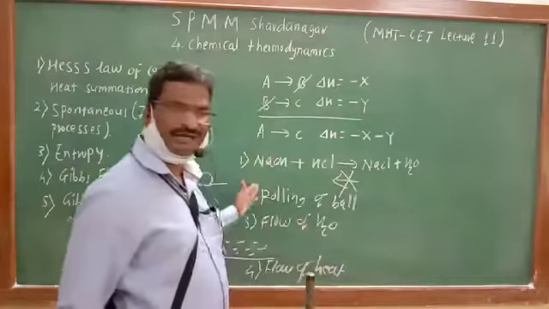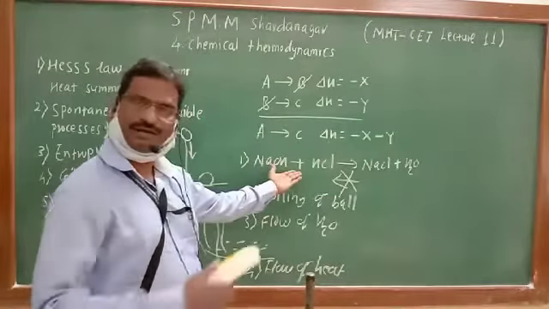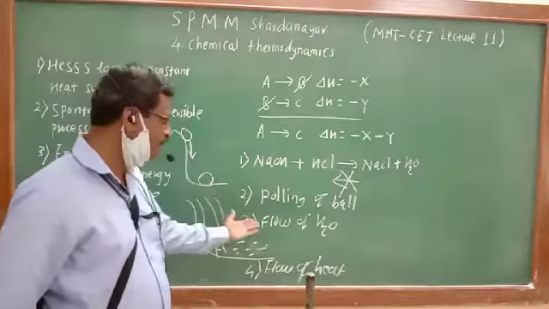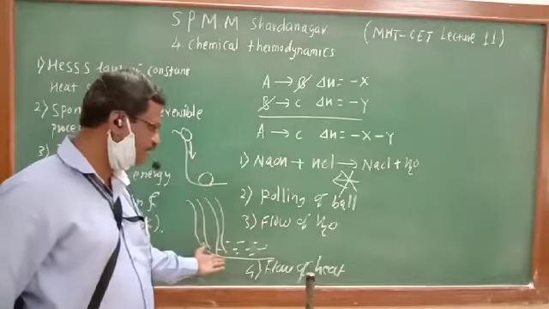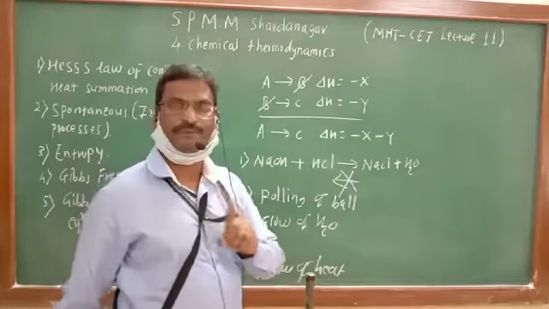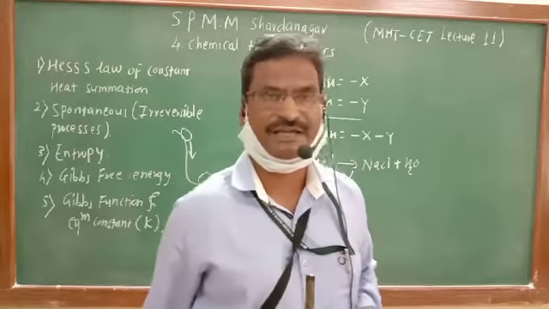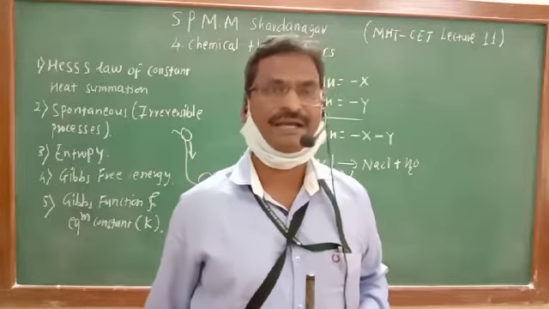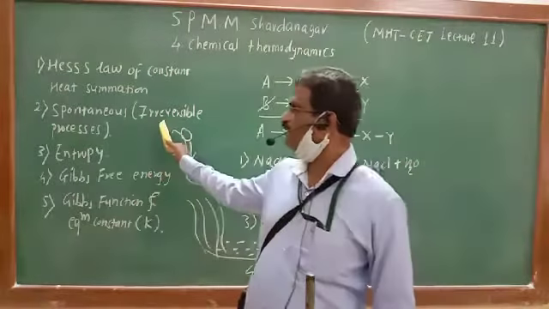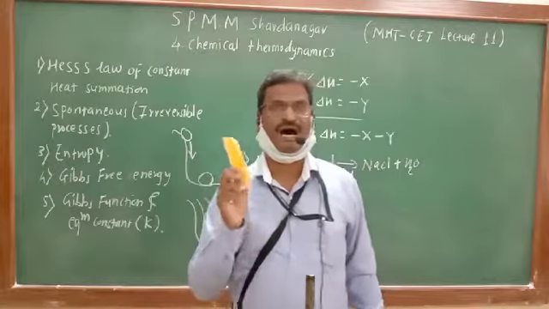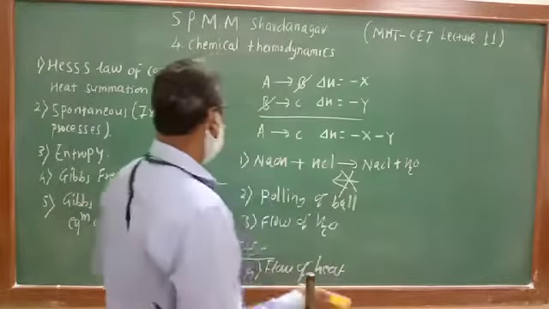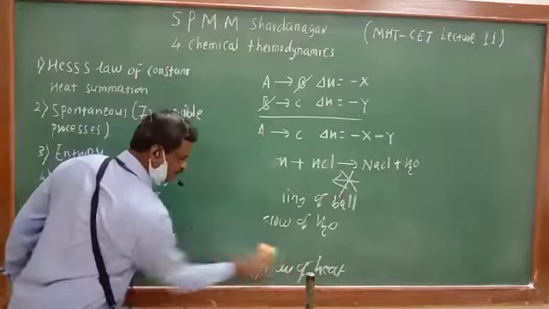And how are these processes taking place? This is exothermic, taking place with loss of energy. Rolling of ball, higher energy to lower energy. Flow of water, higher energy to lower energy. Flow of heat from hot end to cold end. All these processes are taking place with loss of energy, release of energy. Therefore, it is considered that spontaneous or natural irreversible processes are exothermic processes.